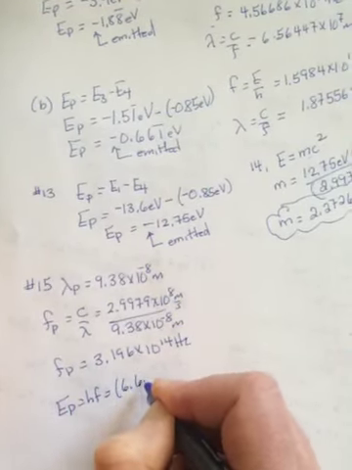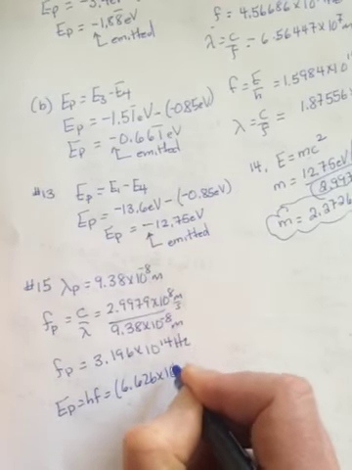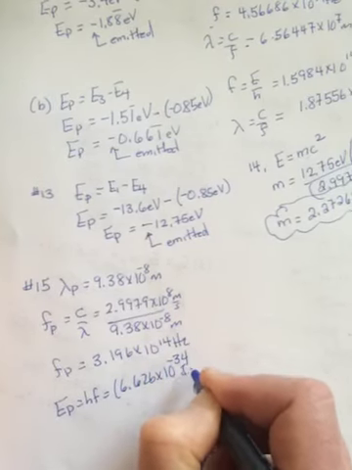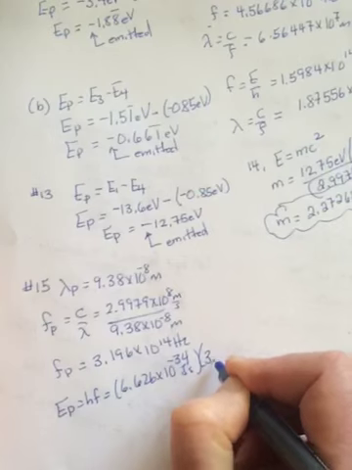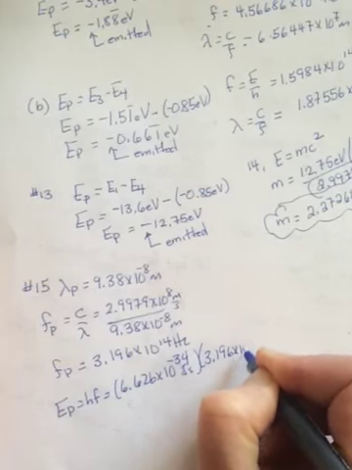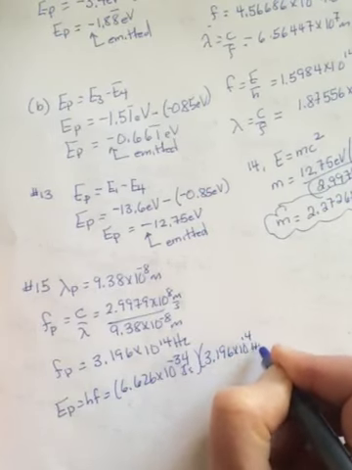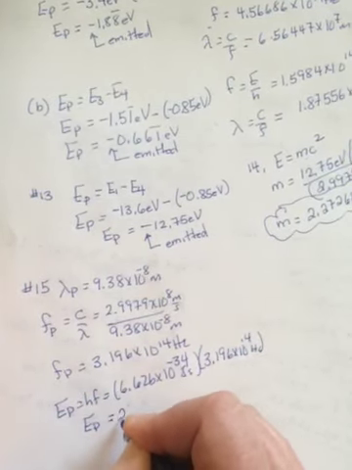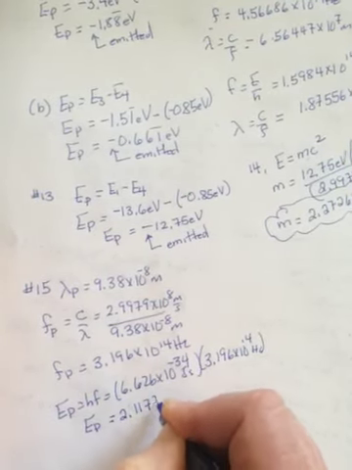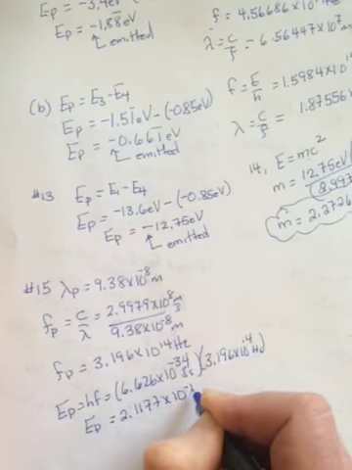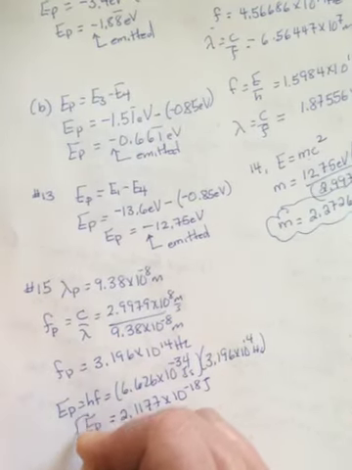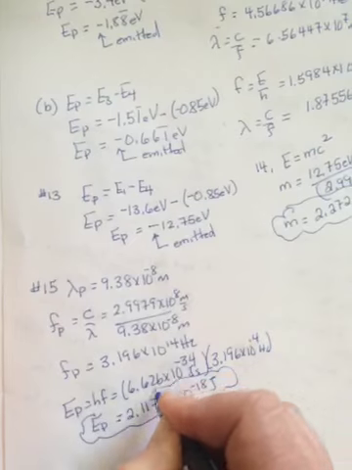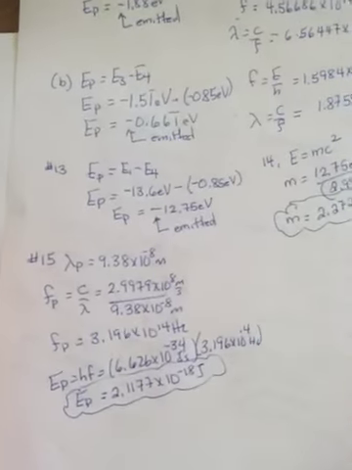So 6.626 times 10 to the negative 34 joule-seconds, times 3.196 times 10 to the 14th hertz, and I get an energy of my photon of 2.1177 times 10 to the negative 18th joules. But now it's talking about falling up or falling down in a hydrogen atom.